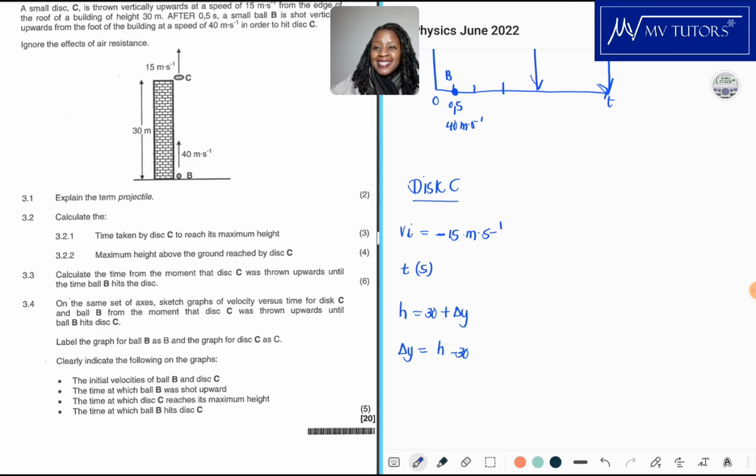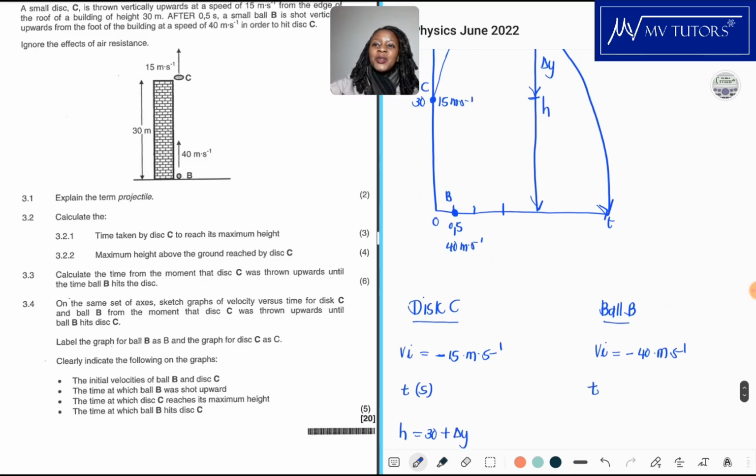So that is disk C. Now we can have a look at ball B. What happened with ball B? We know that the initial velocity for it is 40 meters per second, but because it's going up, it has to be negative. Now, what about the time?